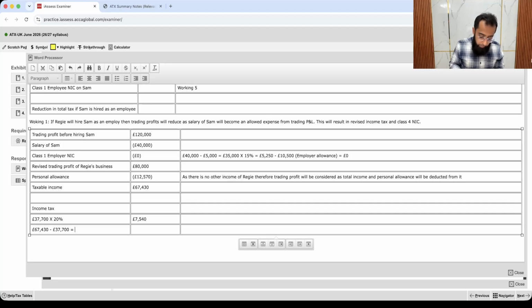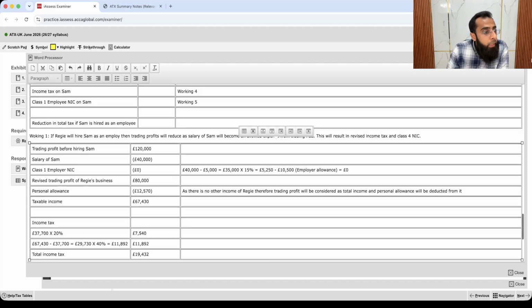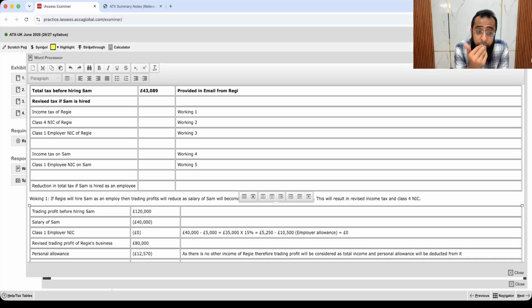67,430 minus 37,700, so it's 29,730 into 40%. So that gives me 11,892. So this is total income tax: 19,432.